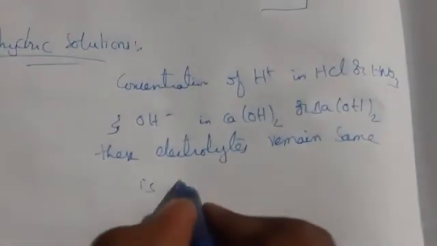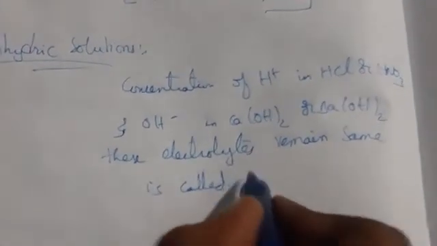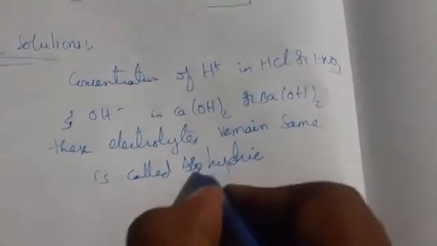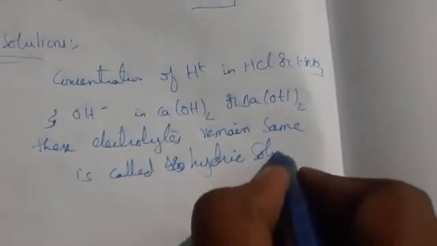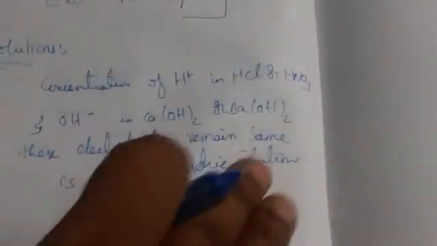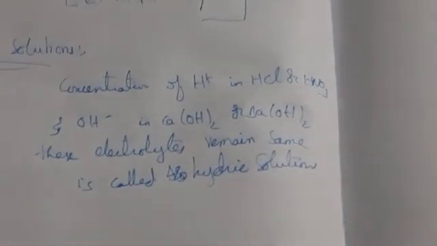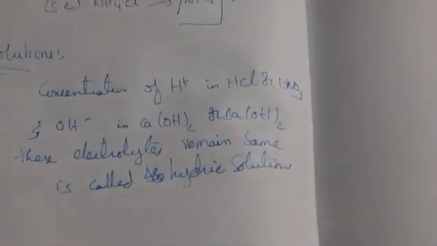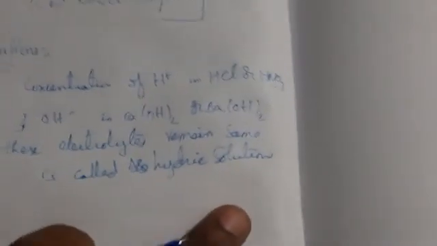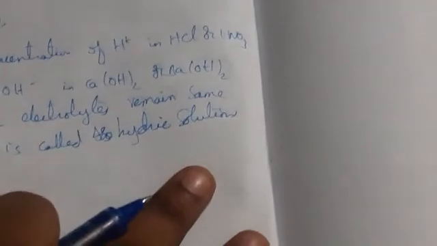That one we call isohydric solutions. Okay, so this is nothing but isohydric solutions. So what are isohydric solutions? If the H plus and OH minus ions, when you are mixing, the electrolytes remain the same, that one we call isohydric solutions. So this is nothing but the common ion effect. In the next class we can discuss solubility product. Thank you.